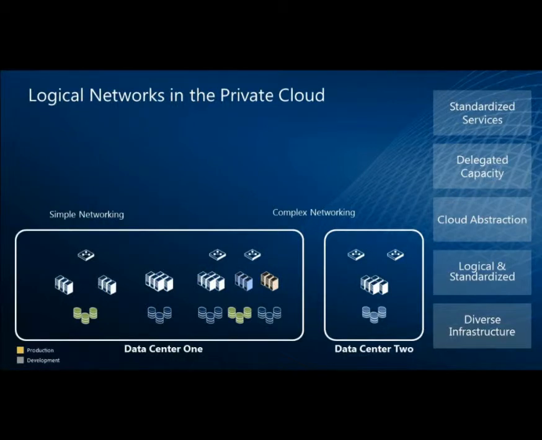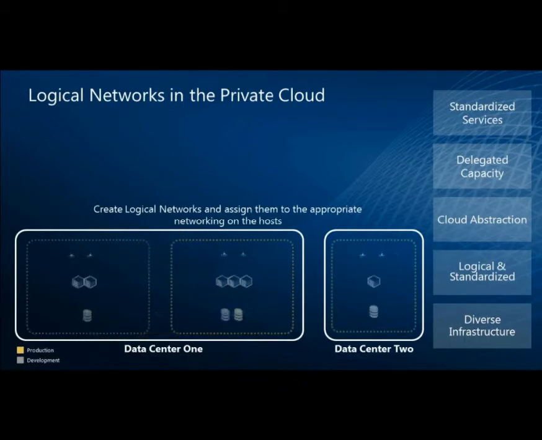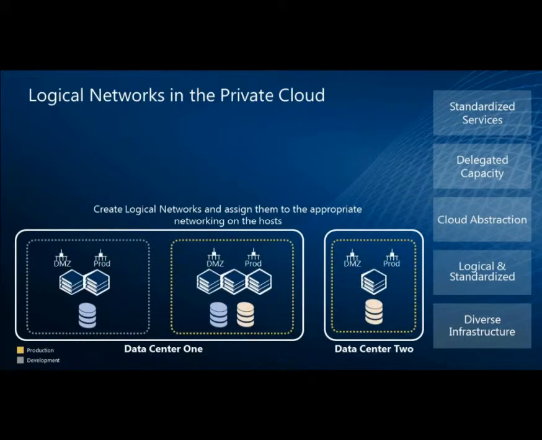So within logical networking, think of it this way. I have this slide you've seen before, this diverse infrastructure. And I have, say, maybe complex networking where I have multiple data centers and both of them want to use something very similar, or maybe I have a development environment that just has one switch, but I want to emulate multiple different networks. So I can create logical networks for things like my DMZ or my production environment, and whether I have complex or simple networking, I can assign them to the appropriate physical servers.